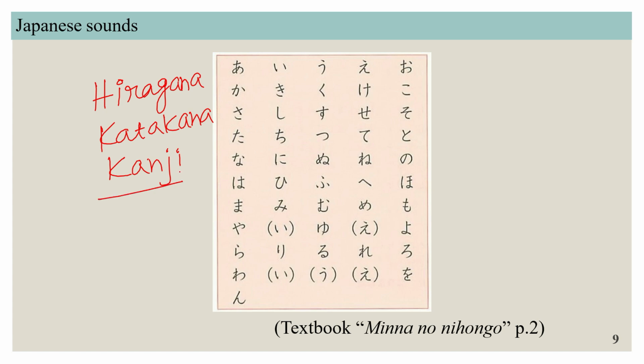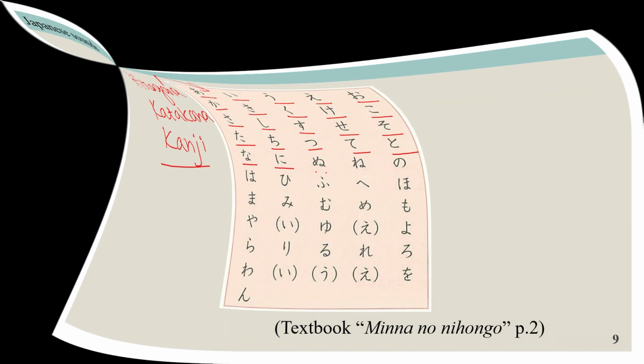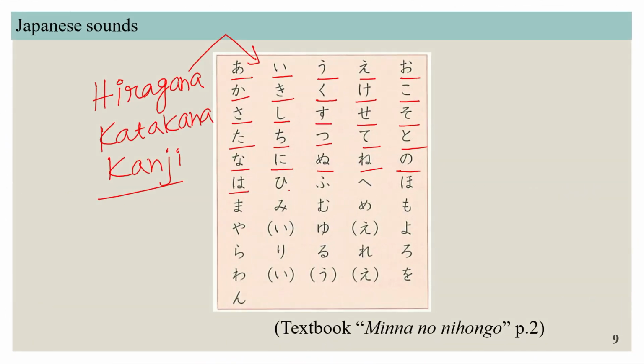This is the basic part. So this is, you can see, hiragana. These are hiragana letters. So let's read: A, I, U, E, O, ka, ki, ku, ke, ko, sa, shi, su, se, so, ta, chi, tsu, te, to, na, ni, nu, ne, no, ha, hi, fu, he, ho, ma, mi, mu, me, mo, ya, yu, yo, ra, ri, ru, re, ro, wa, o, n.